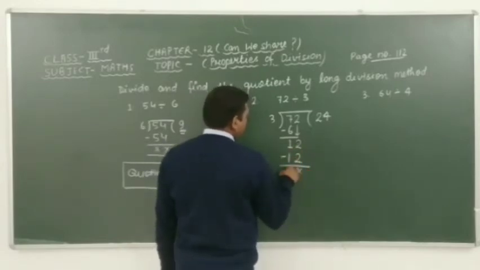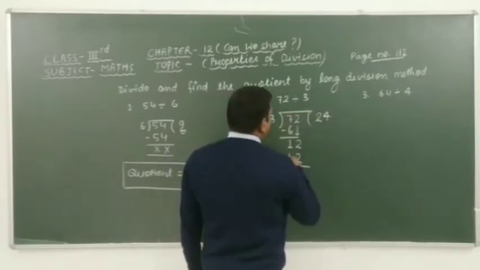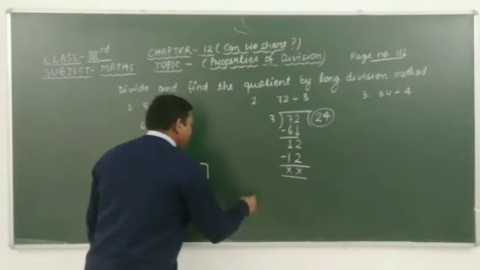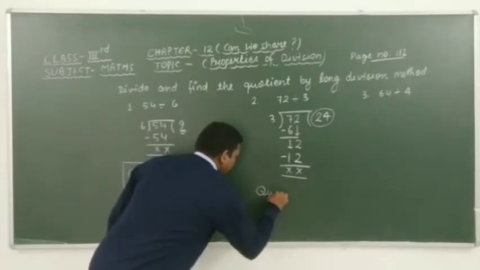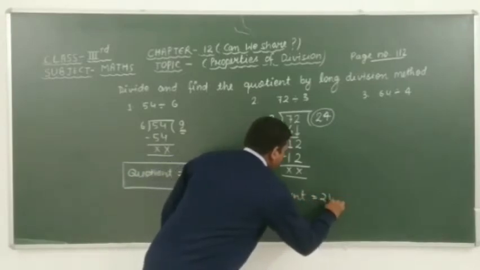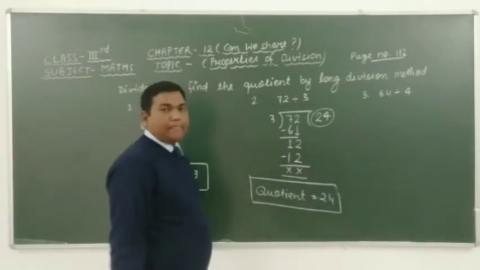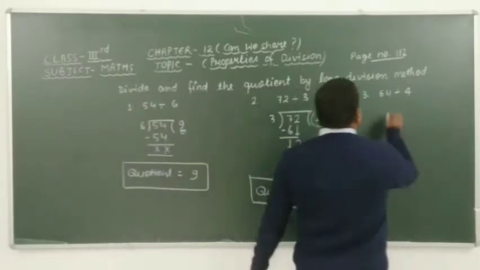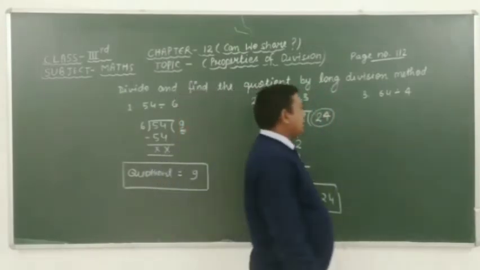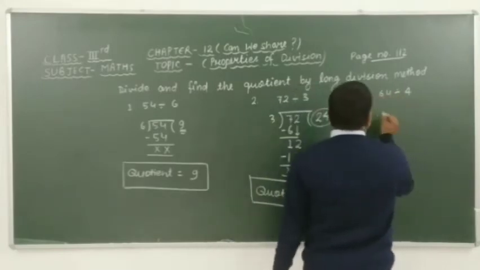1 minus 1 is 0. It means that cancel out. Okay students, after dividing these we get 24 as quotient. Okay, therefore here we can write quotient is equal to 24. Understand? Okay, and in question number 3 here given that 64 divided by 4. Okay students, now let's start the division. Now let's start the solution of question number 3.